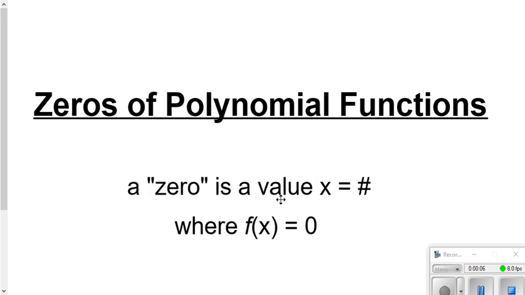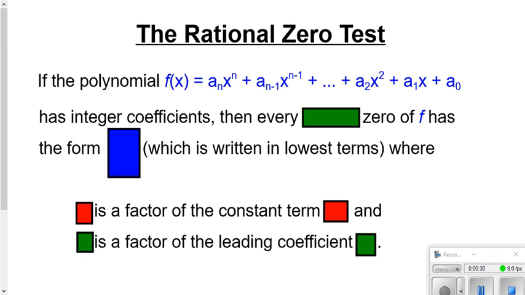Now to recall, a zero is a value, like x equals some number, where f of x equals 0. So again, we are finding a number that we can substitute into our polynomial and evaluate to make that polynomial equal to 0. Graphically speaking, a zero is the x-intercept, or one of the x-intercepts, of a polynomial function. One way we can find these zeros is called the rational zero test.